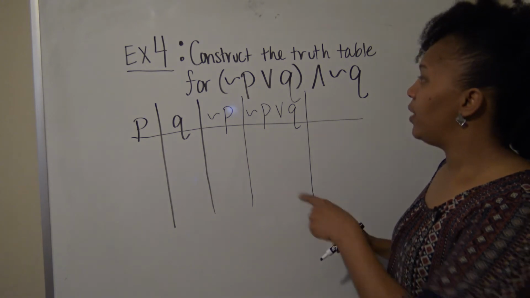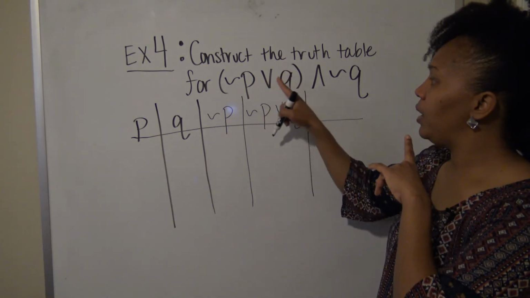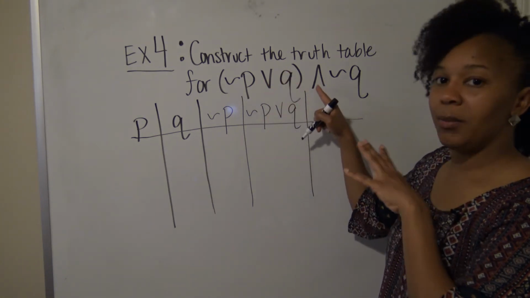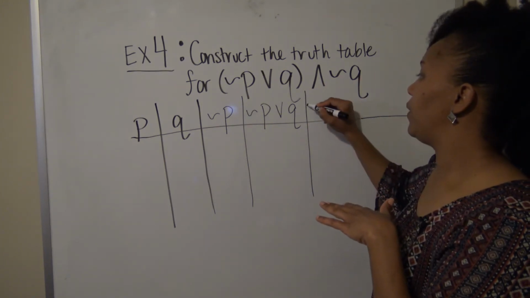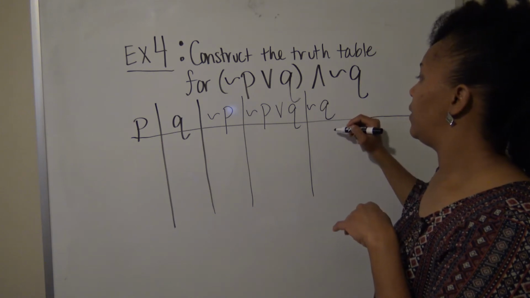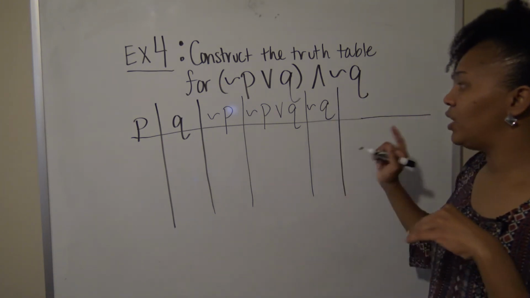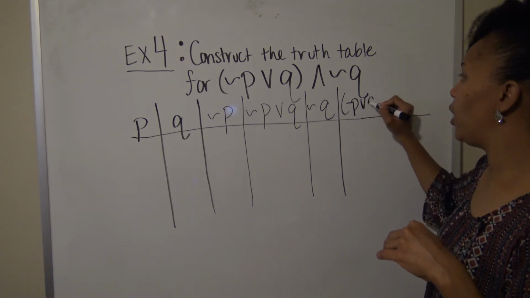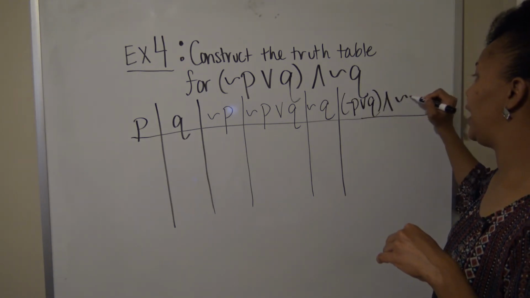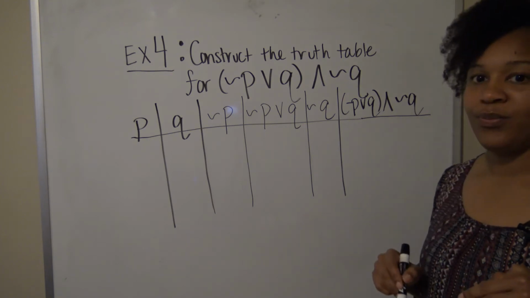All right. Then once I know what not P or Q is, I would need to combine that with the word and with not Q. So actually I would need to figure out what not Q is. And then once I know what not Q is, then I could do the whole truth table, not P or Q and not Q.